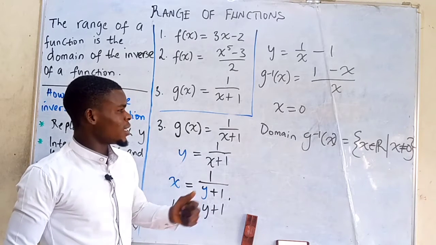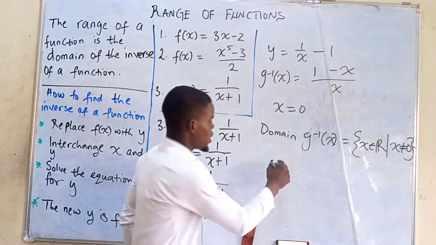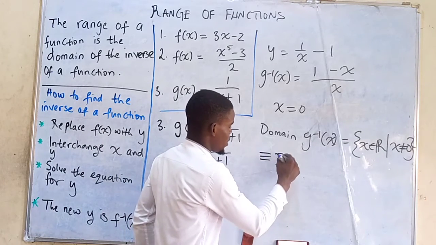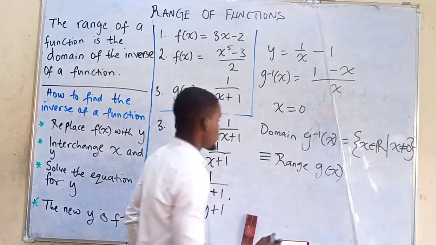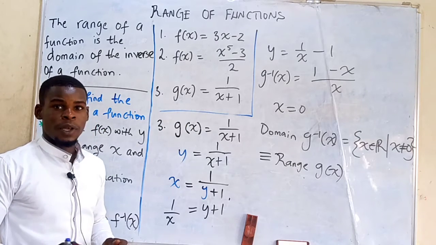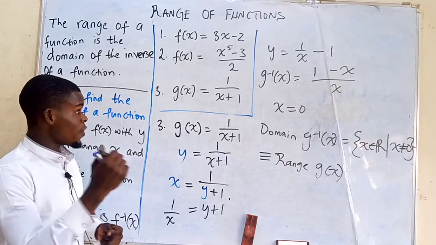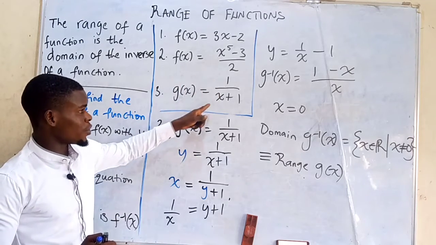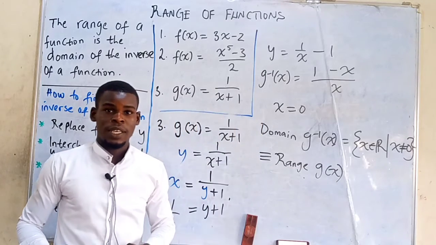The domain of the inverse of a function tells us about the range of that function. So this is the same thing as saying the range of g of x is the set of all real numbers except 0. That tells us that we can output every other number. That is, for every given input, we can get every other result, but we can't get 0 as a result. That is what it means to be the range of a function.